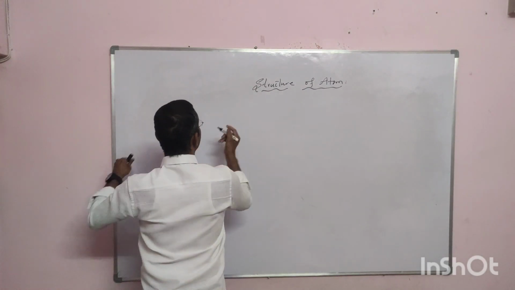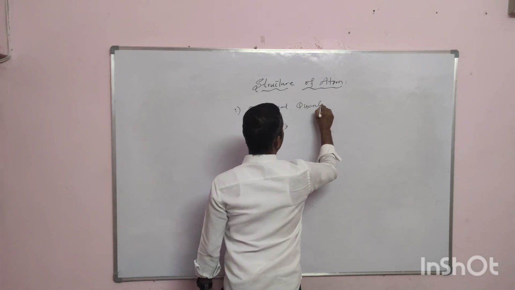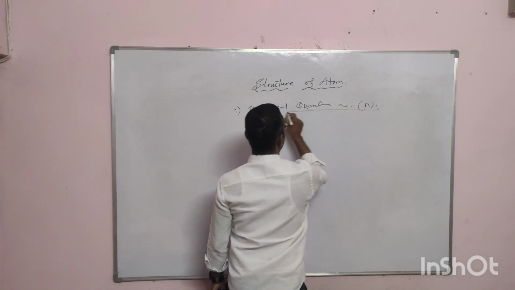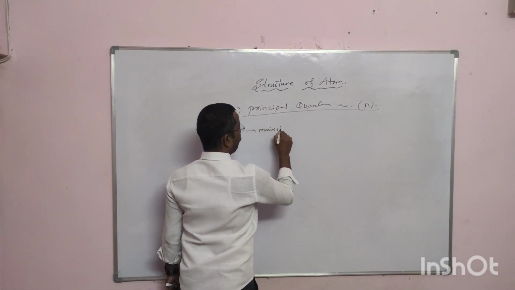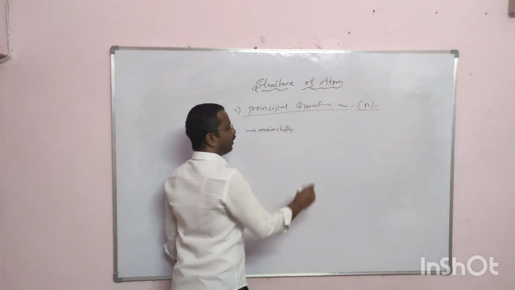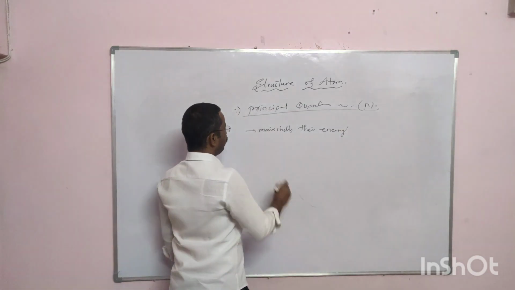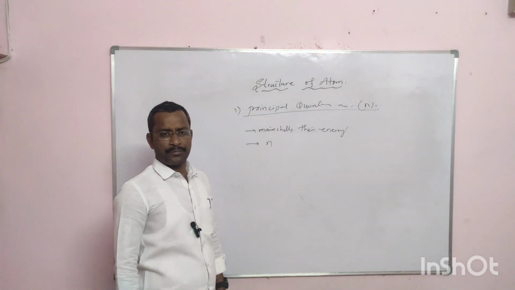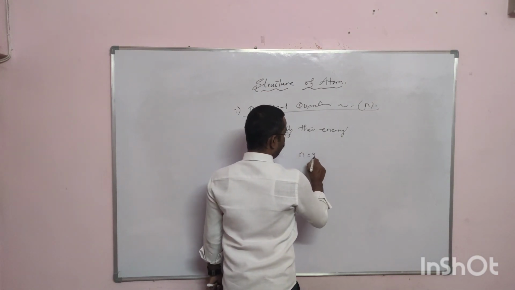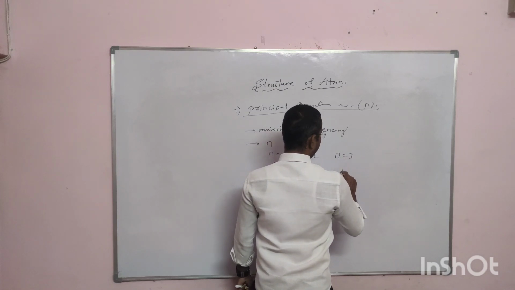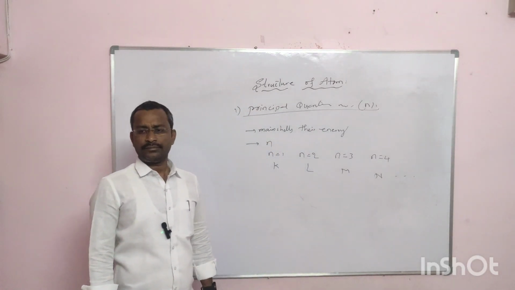So let's talk about the first quantum number, the principal quantum number, say it as n. The principal quantum number tells about the main shells and their energy. It is represented by n. Based on that, if n equals 1, that is the K shell. If n equals 2, that is the L shell. If n equals 3, that is the M shell. If n equals 4, that is the N shell, and so on.